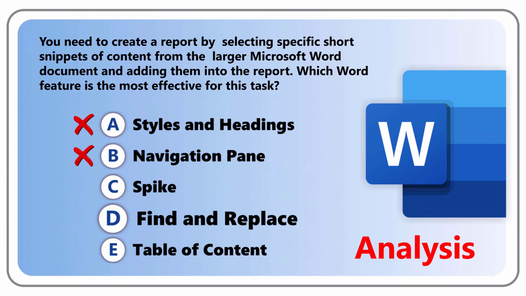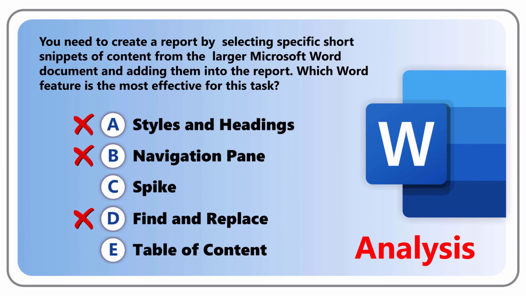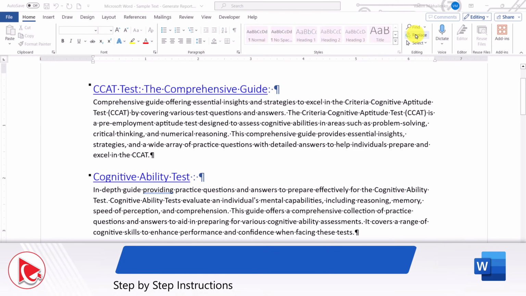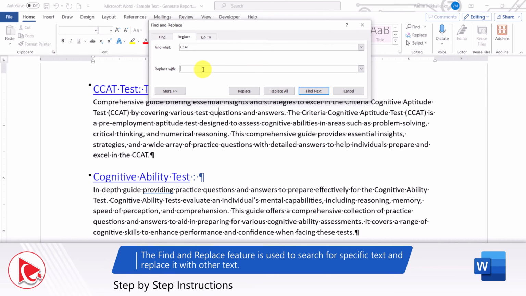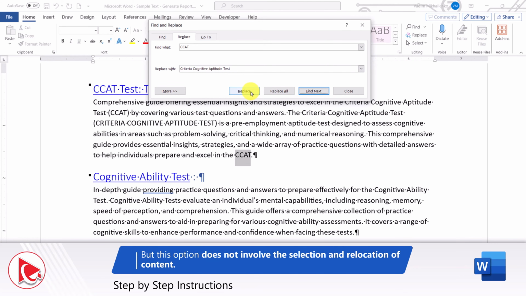Choice D, find and replace, is also incorrect. The find and replace option in Microsoft Word is used to search for specific text and replace it with other text, but this option does not involve the selection and relocation of content.